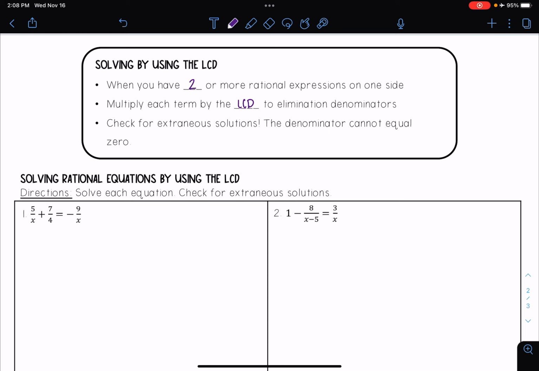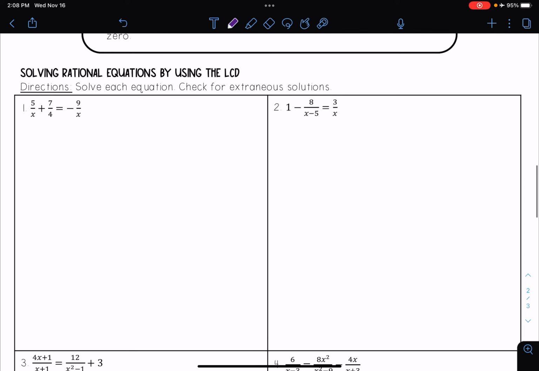Remember, the denominator cannot equal 0. So let's look at this first one. I have 5 over x plus 7/4 is equal to negative 9 over x. The goal with this method is to multiply by the least common denominator so I don't have any more fractions, and it just becomes a normal equation that we're used to. To find what to multiply by, I'm going to use the least common denominator.